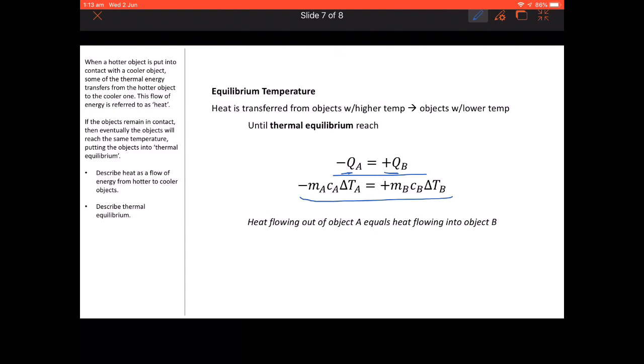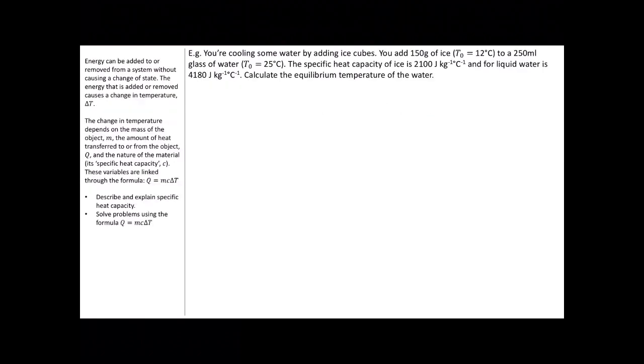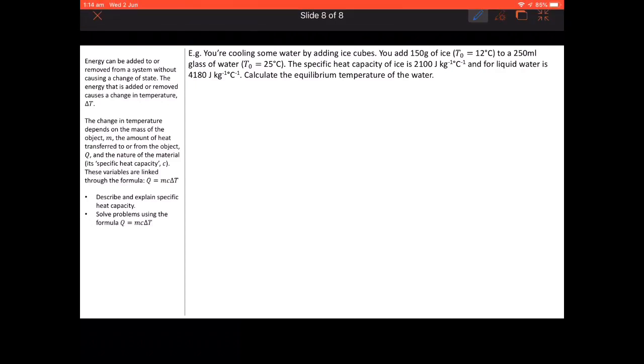This is exactly the same, it's just written in the Q equals mcΔT format. And this can be used to solve problems, for example, looking for the equilibrium temperature after thermal equilibrium has been reached between two objects. So for example, you're cooling some water by adding ice cubes. You add 150 grams of ice, and the original temperature of this ice should be minus 12 degrees. I'll just add that in now.